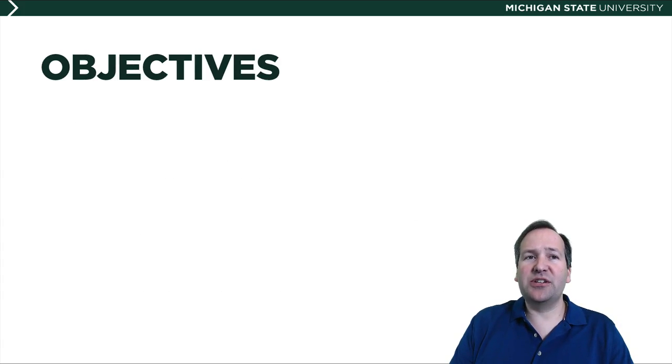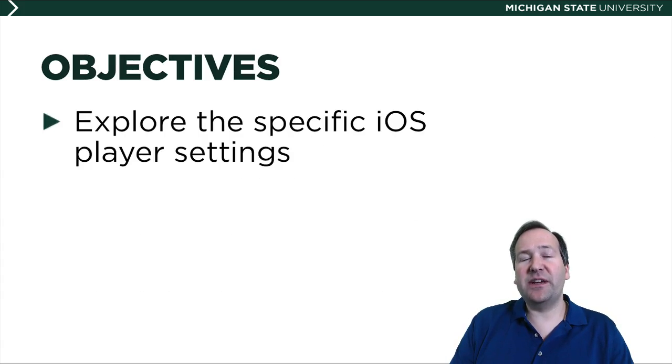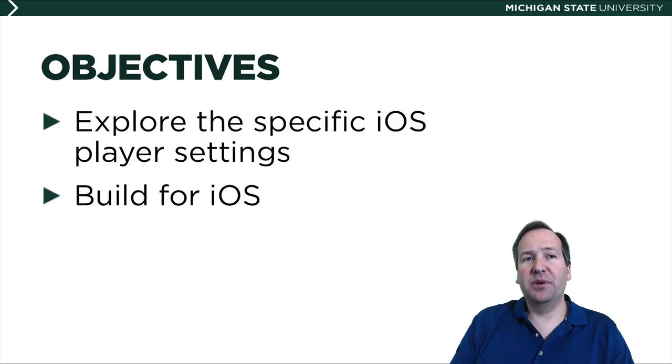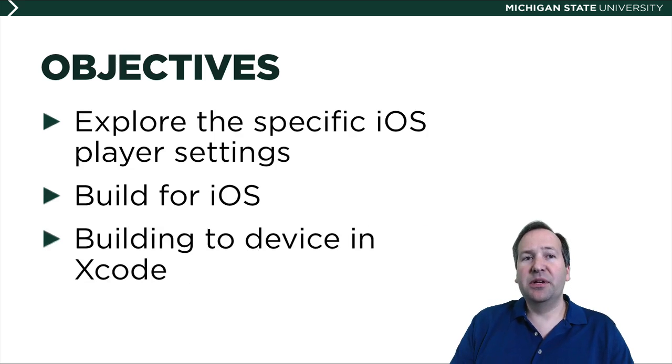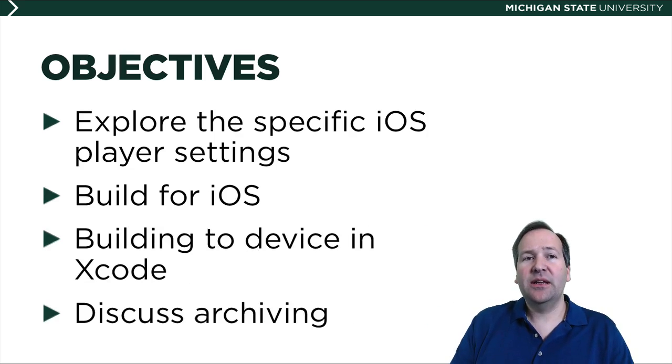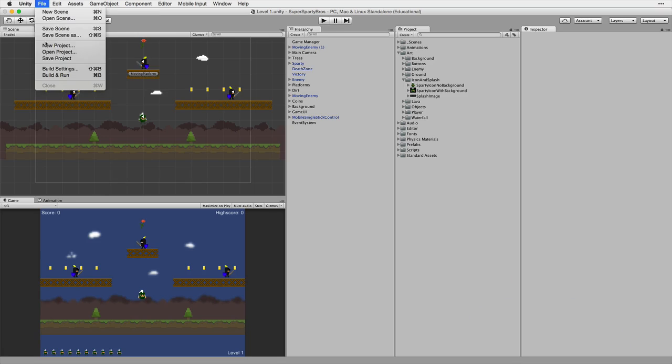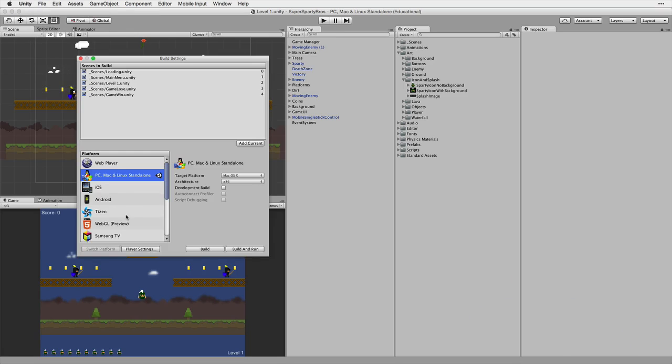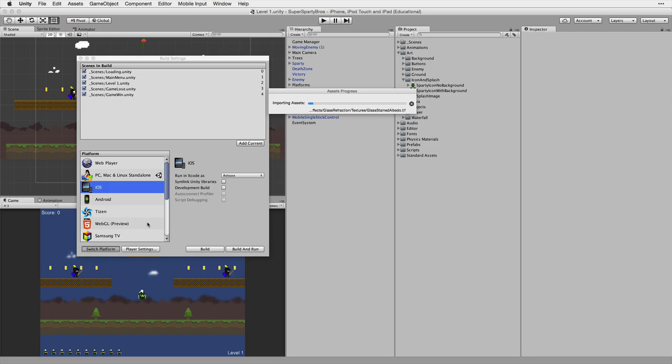Our objectives for this lecture are to explore the specific iOS player settings, build for iOS, build to a device in Xcode, and discuss archiving. So let's go ahead and bring up our build settings. And we want to switch to iOS. So I'll switch to iOS and go ahead and switch the platform. And this will take a little while because it'll actually go through and recompress all of my assets.